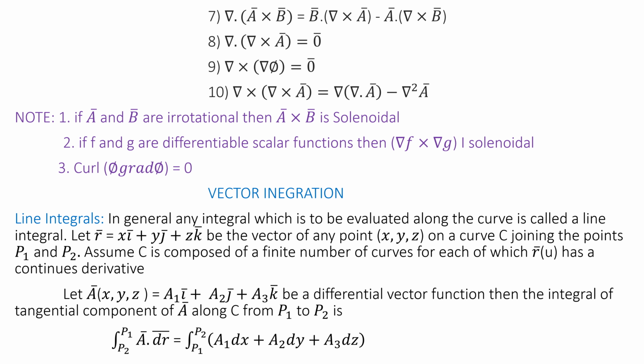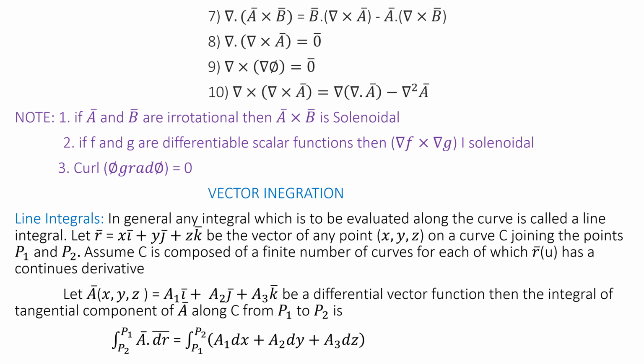Okay, now look at the vector integration. First one is line integral. In general, any integral which is to be evaluated along a curve is called a line integral. Let r bar = x i bar + y j bar + z k bar be the position vector of any point (x, y, z) on a curve C joining the points p1 and p2. Assume C is composed of a finite number of curves for each of which r bar of u has a continuous derivative.